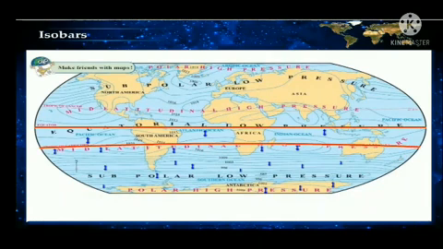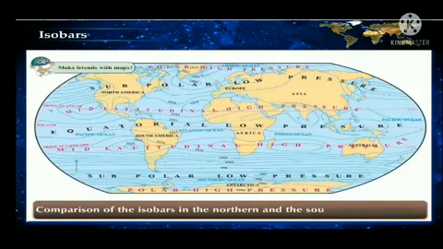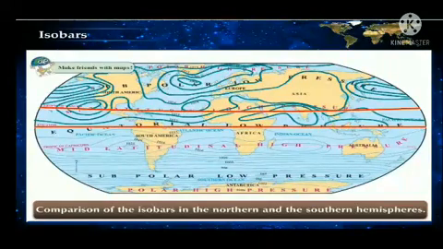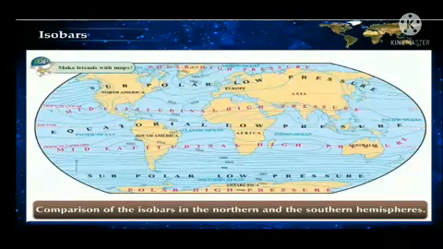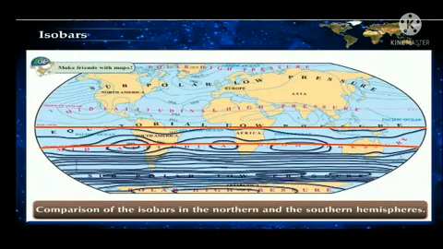Comparison of the isobars in the northern and the southern hemisphere. Isobars in the northern hemisphere run zigzag and they are not parallel to the latitudinal lines. On the other hand, isobars in the southern hemisphere run almost straight and they are fairly parallel to the latitudinal lines.